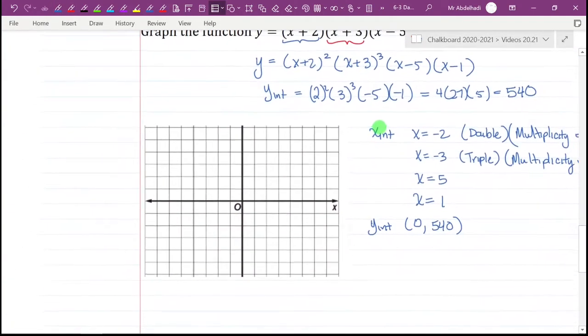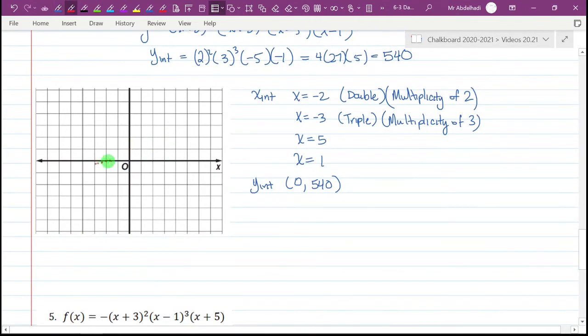Let's put down our x-intercepts. So our x-intercepts are -2. This is going to be -3. This one's going to be 5. 1, 2, 3, 4, 5. And this is going to be 1.